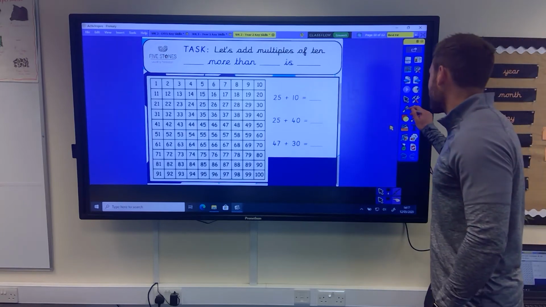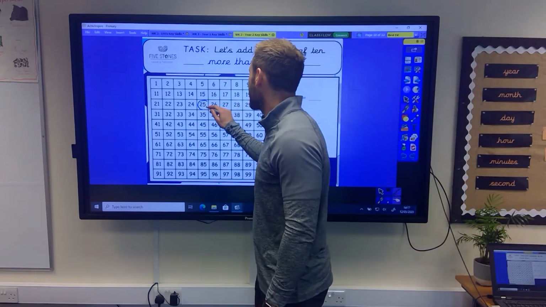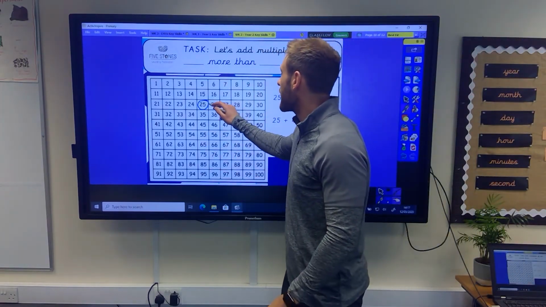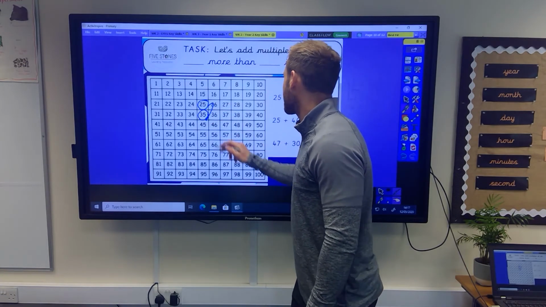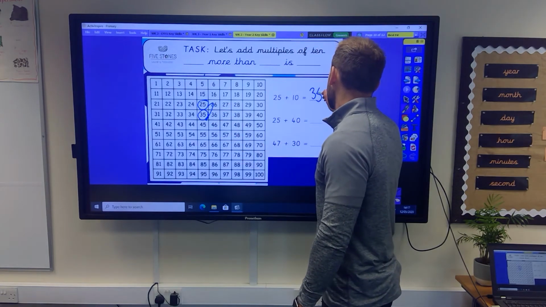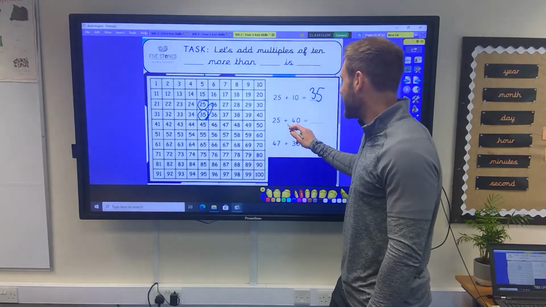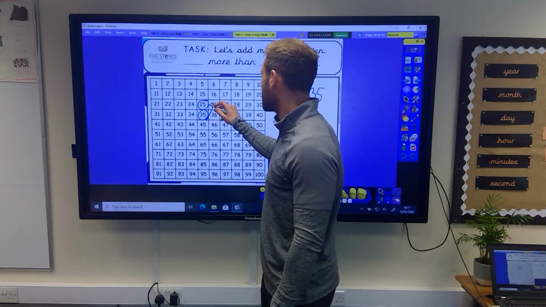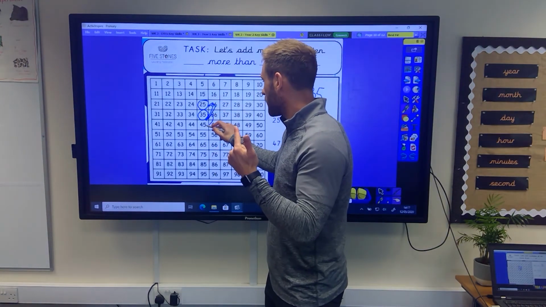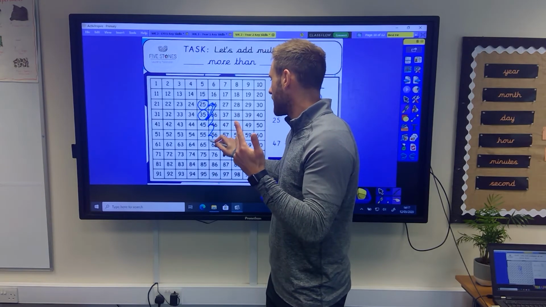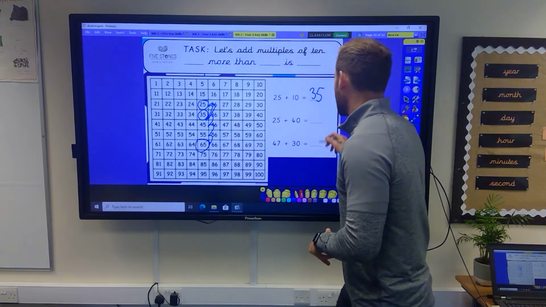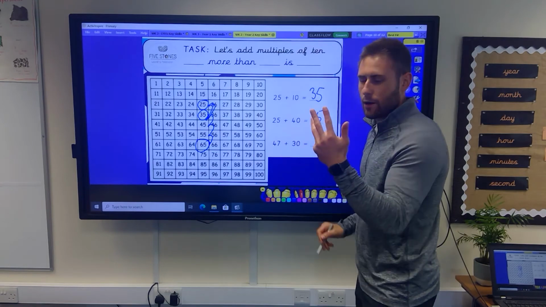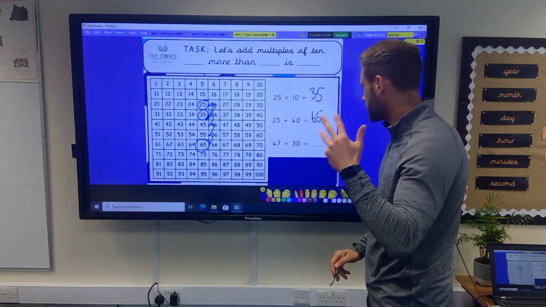Right, okay, first one, nice and easy. Find out 25, add 10 more, count it on, 25, 35, well done. Now we start with 25 again, adding 40 this time. 25, 35, 45, 55, 65, well done. We added our 4 tens on.